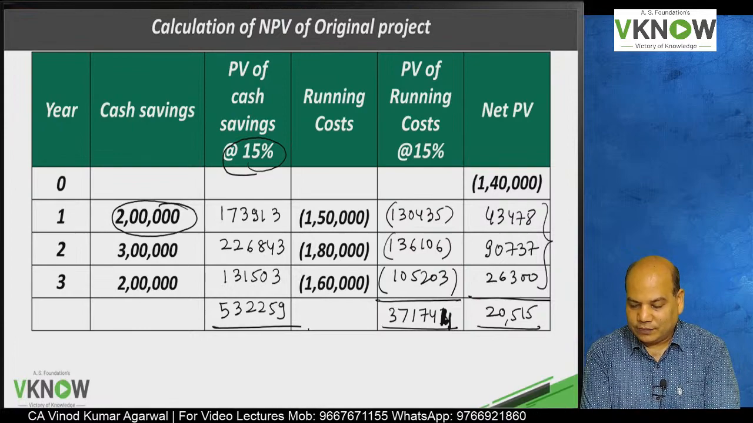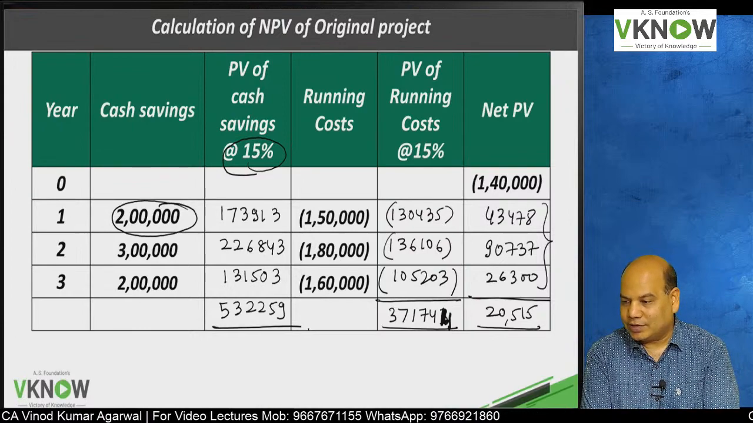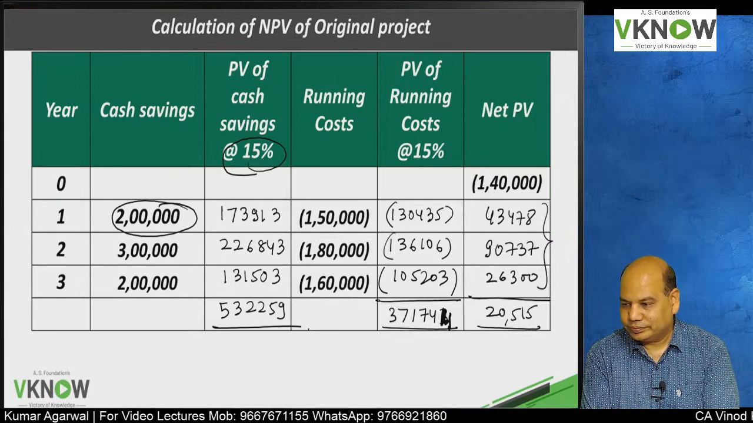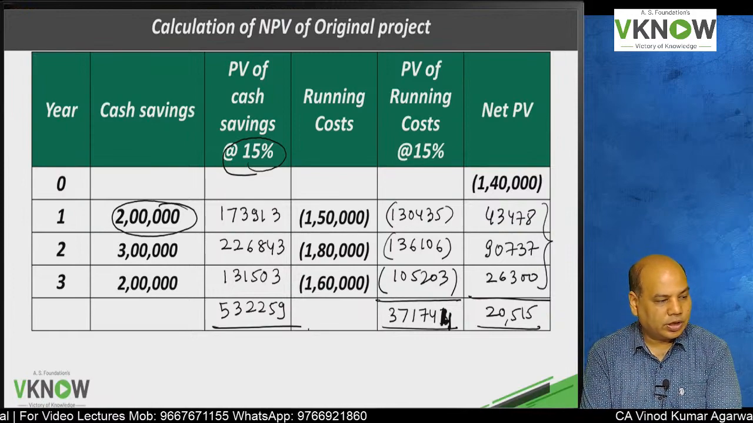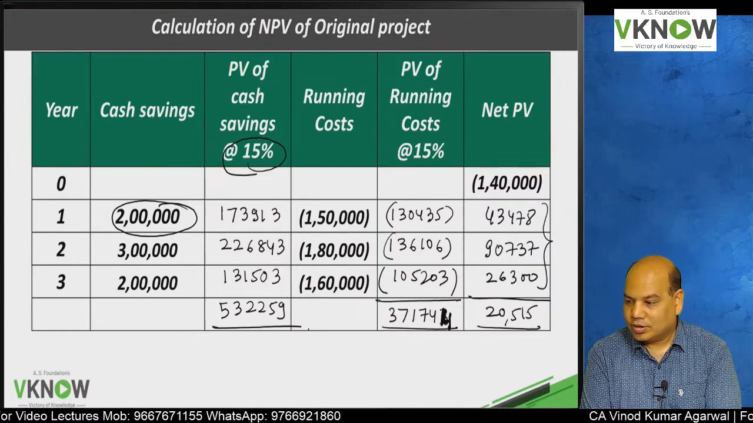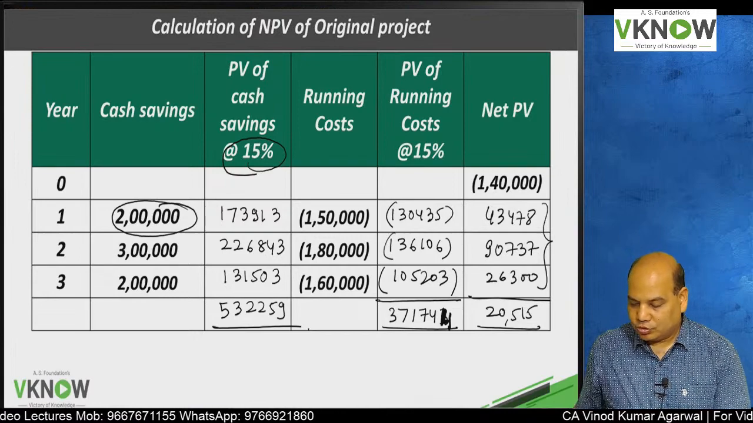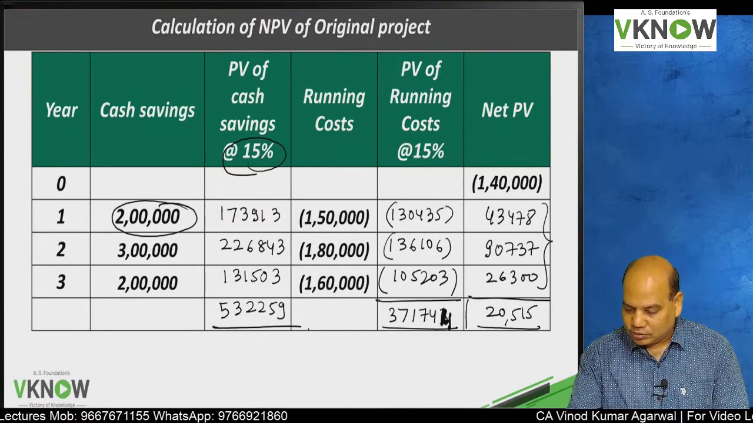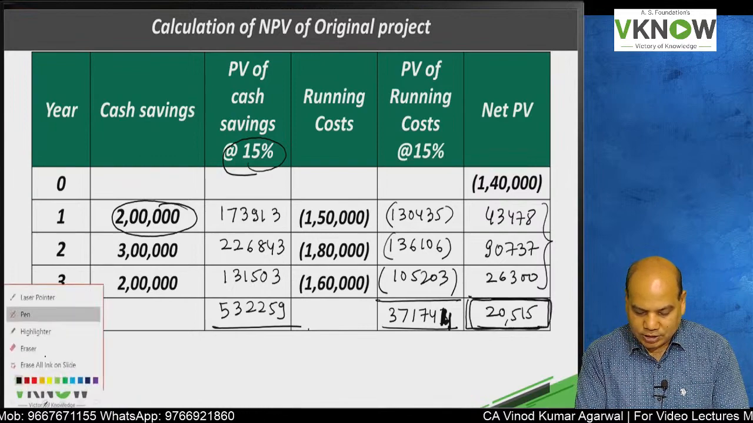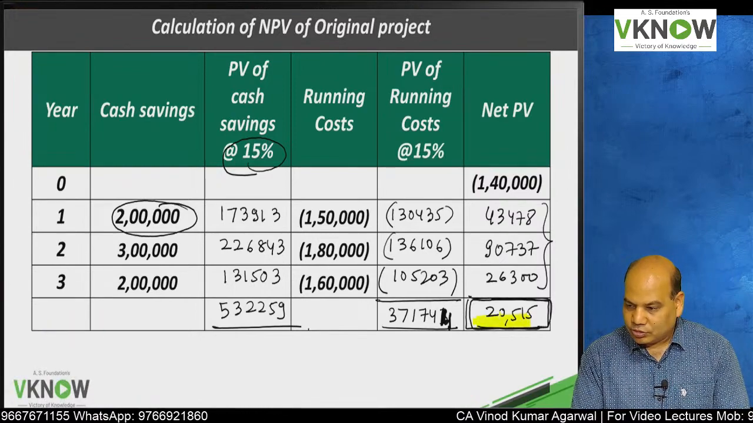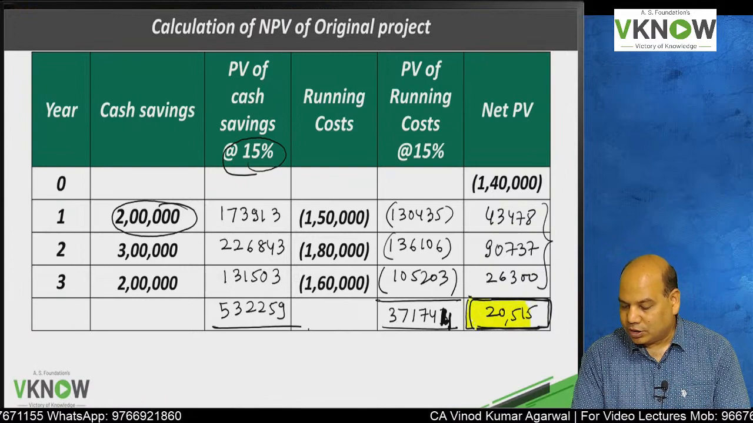Last column is the difference between PV of cash saving and PV of running cost. Is it right? Anybody who can confirm, is it right? Yes. So what is my NPV? 20,515. Underline, highlight. So this is like my margin of safety also.